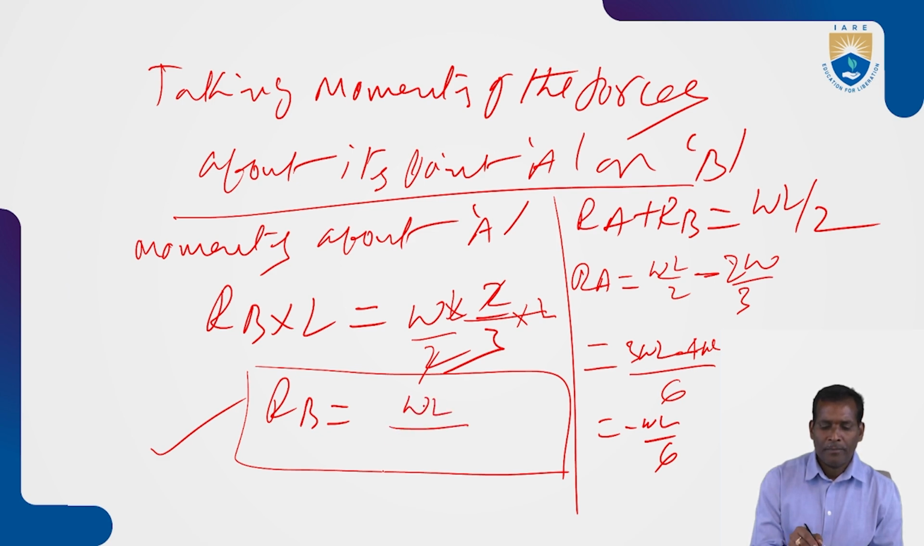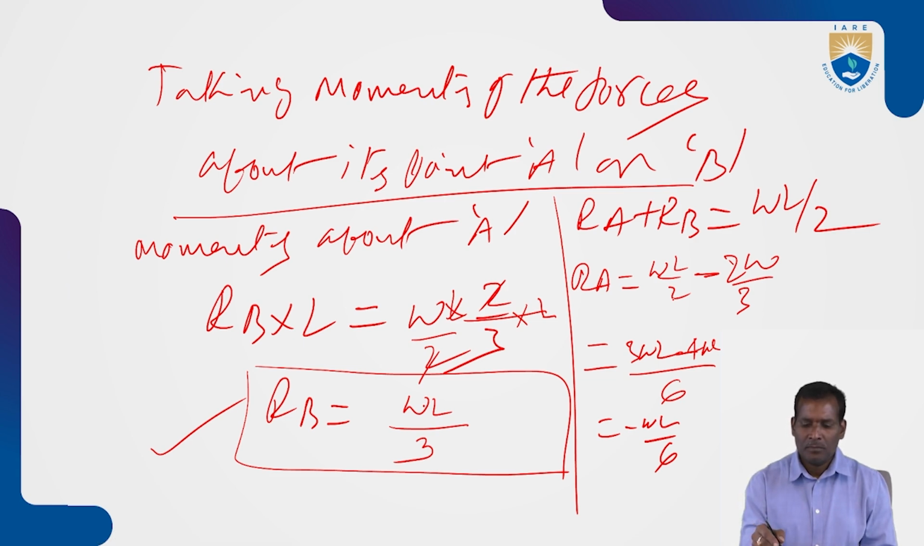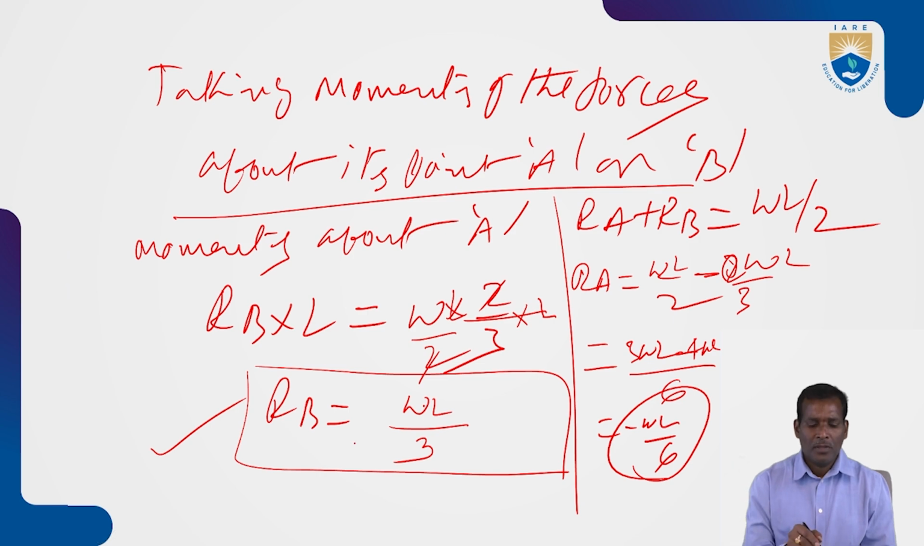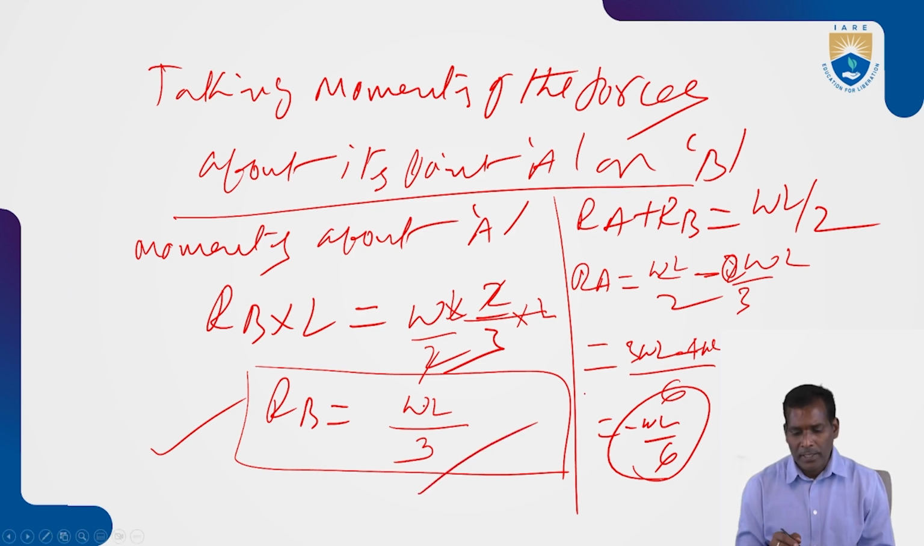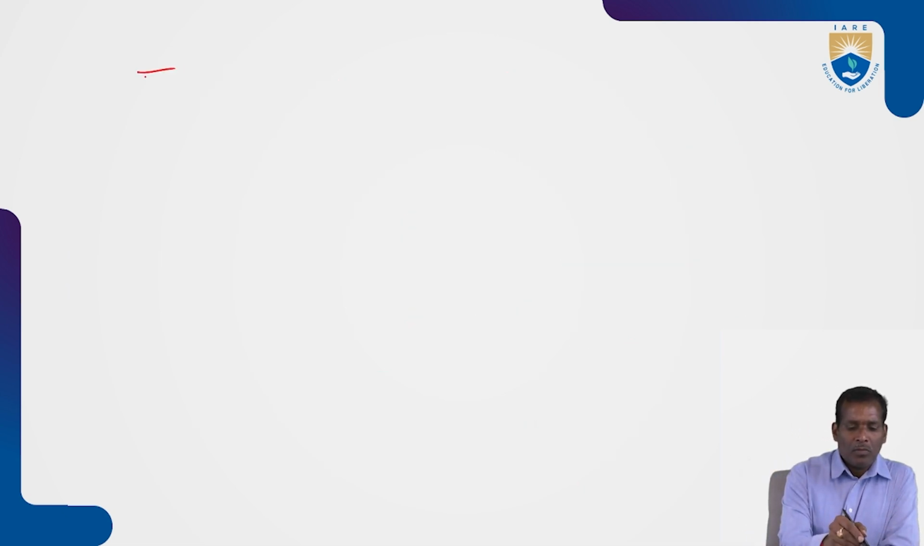WL by 3 RB. WL by 2 minus WL by 3, so you will get WL by 6. RB value is WL by 3 and RA is WL by 6. So now calculate the shear force.